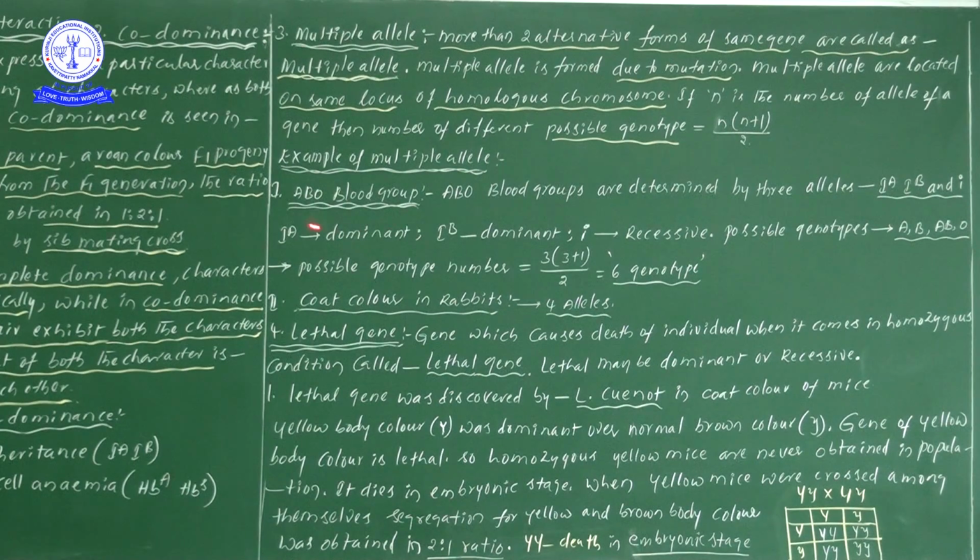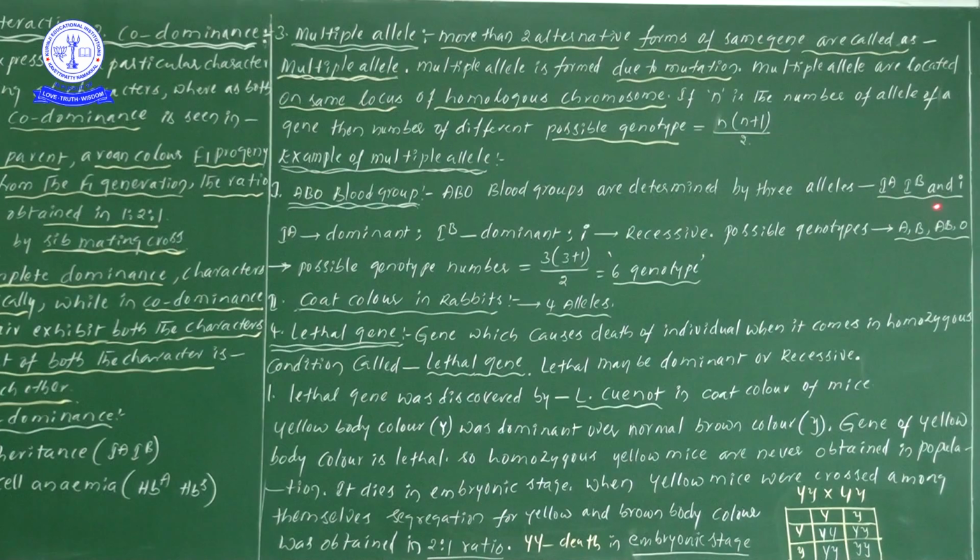Multiple alleles, example point of view: ABO blood group. In the ABO blood group example, the blood groups are determined by 3 alleles. Once you see the total number of alleles, how many are there? Blood groups are determined by only 3 alleles. What are those? Very easily we can find out. What are the 3 alleles we can discuss?